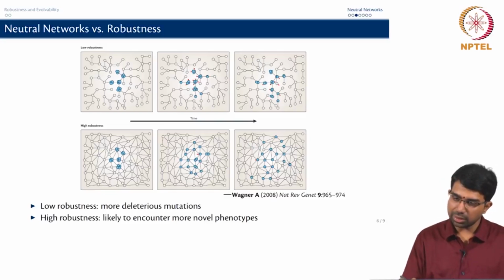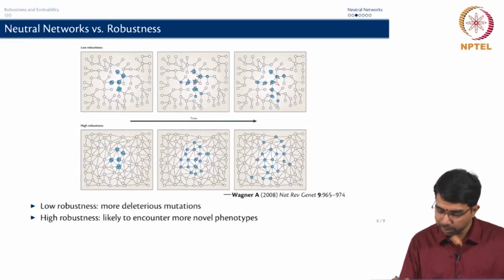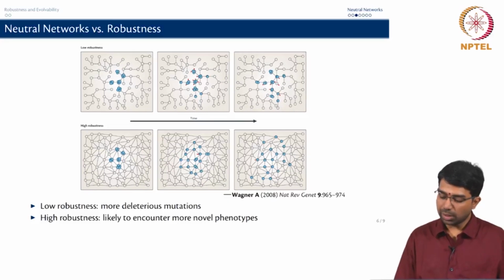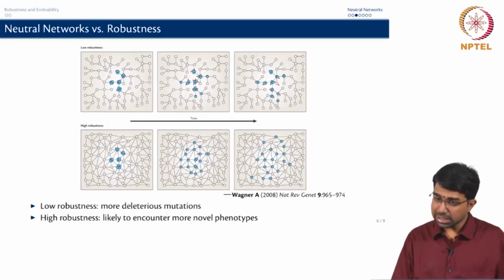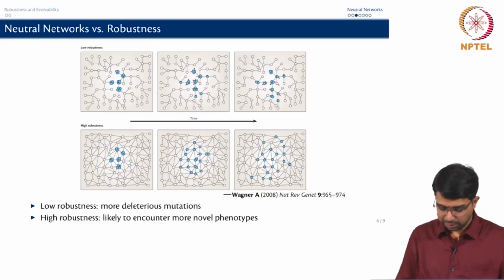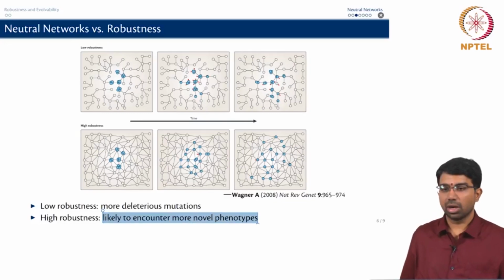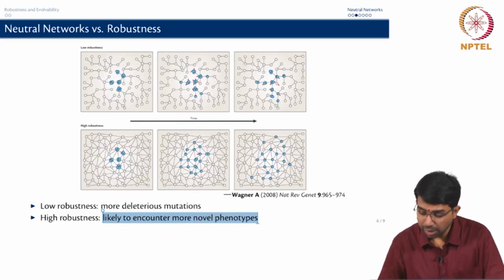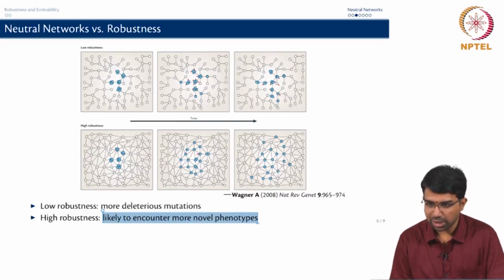Like in this neutral network you are very likely to have more deleterious mutations, whereas if you have high robustness you are more likely to be able to explore the space, and as a consequence you might encounter novel phenotypes. We will see what that is in the next slide. So, you are talking about the last point that I made.